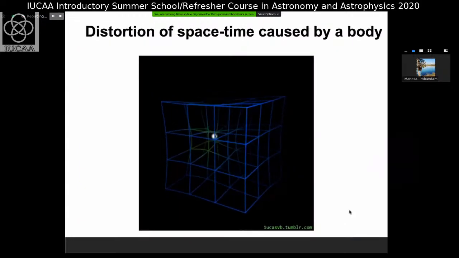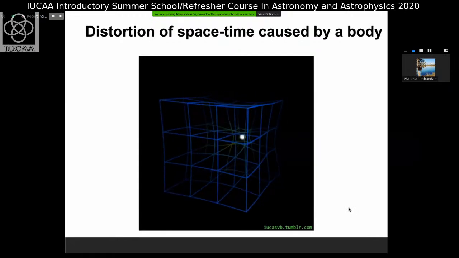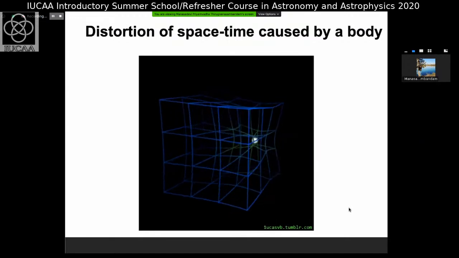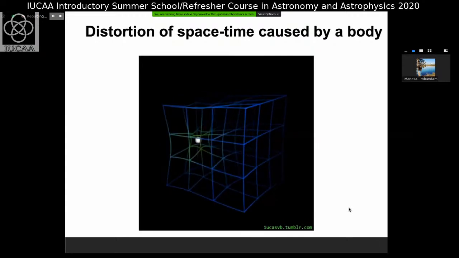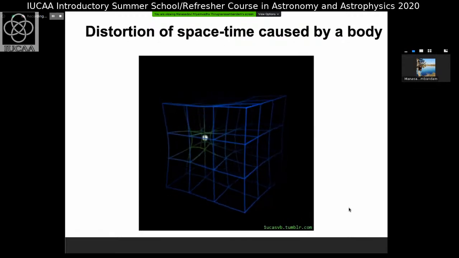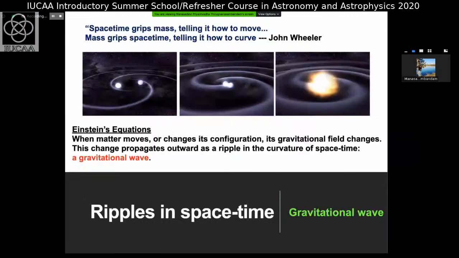If you were to assume such an object in the space-time fabric moving around, the animation here will describe how that object will distort the space-time fabric around it. And this is the beginning of how you can explain the way gravity worked. John Wheeler put it in a very simple expression. He said, space-time grips mass and tells it how to move around, and mass tells space-time how to curve.